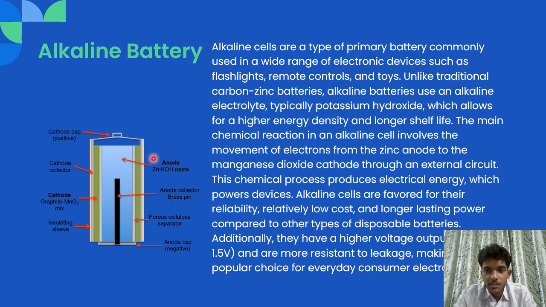The main chemical reaction in an alkaline cell involves the movement of electrons from the zinc anode to the manganese dioxide cathode through an external circuit. This chemical process produces electrical energy which powers devices. Alkaline cells are favored for their reliability, relatively low cost, and longer lasting power compared to other types of disposable batteries. Apart from this, alkaline batteries have higher voltage output, typically 1.5 volts, and are more resistant to leakage, making them a popular choice for everyday consumer electronics.